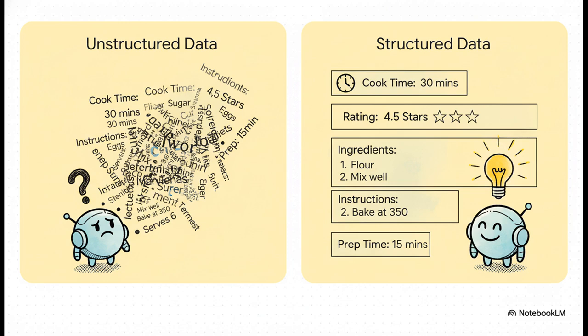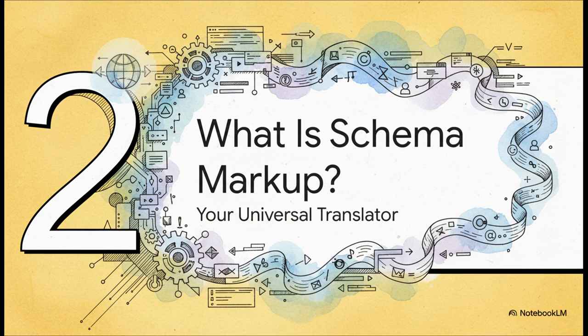Now look to the right. With structured data, boom, there's clarity. The machine suddenly understands, oh, this isn't just text, this is a recipe. It has a cook time, it has a star rating. That structure is what creates meaning. So how do we add that structure? Well, that brings us to the solution, schema markup.